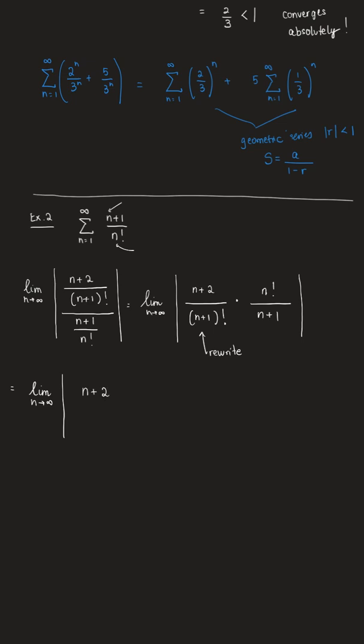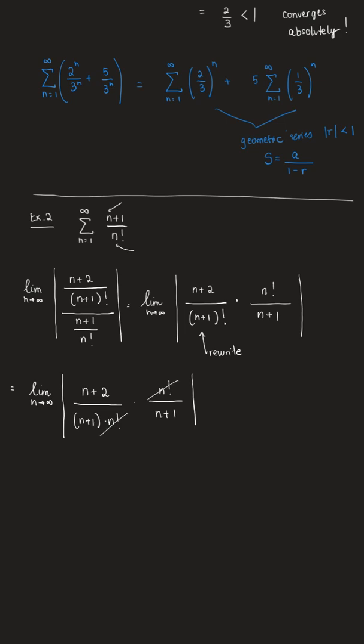So I'm going to keep this as n plus 2. In the denominator, n plus 1 factorial is the same thing as n plus 1 times n factorial. This is n factorial over n plus 1. Now the n factorials cancel out. And we're going to be able to take the limit.